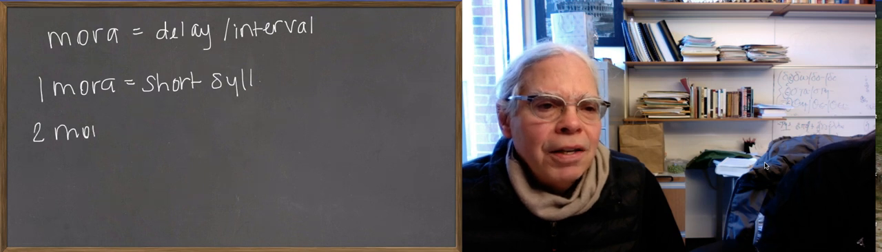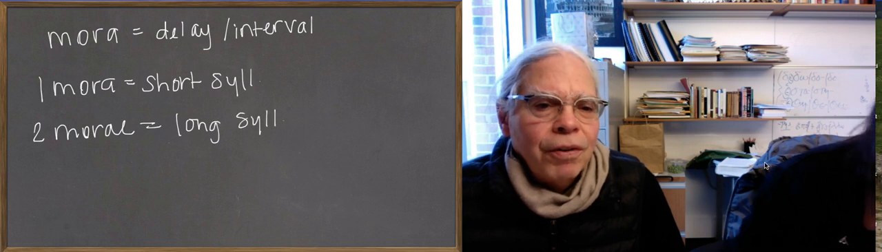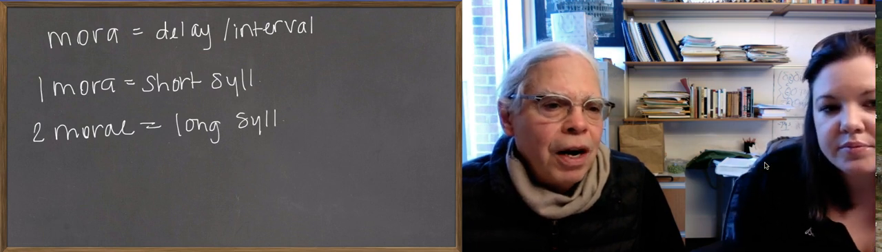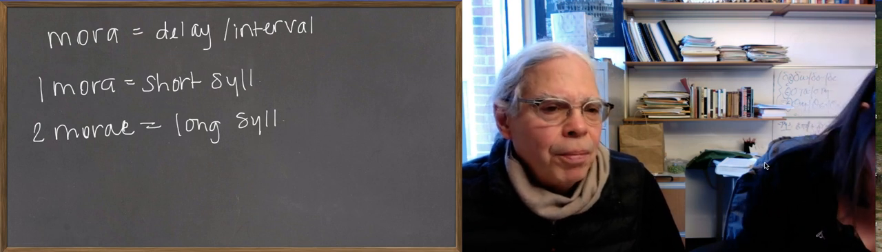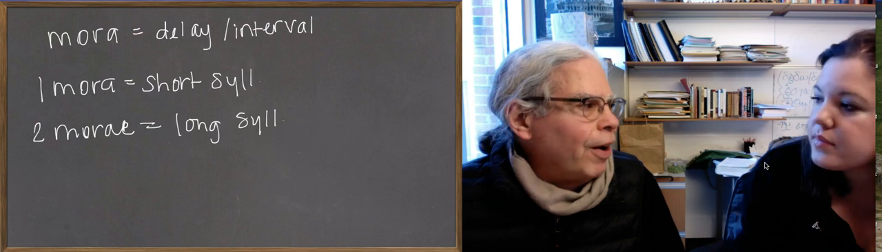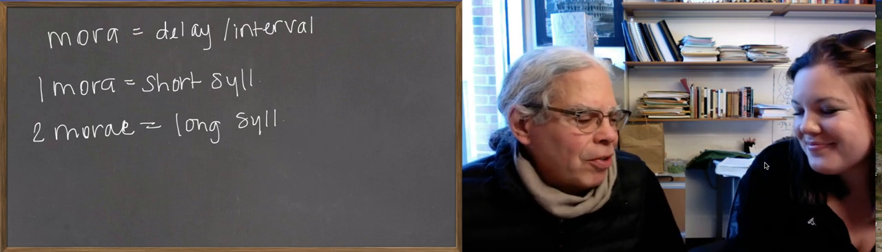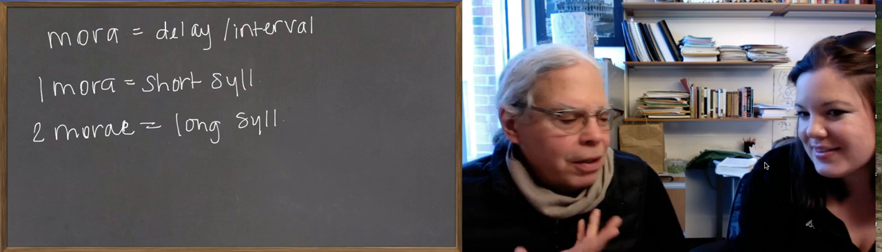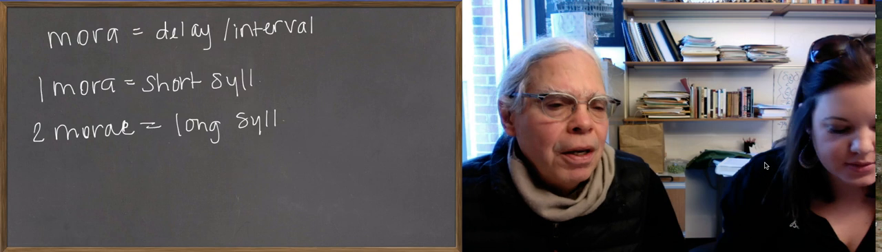It takes 1 mora to say a short syllable, and 2 morai to say a long syllable. Morai has an A-E ending from Latin. Okay, this is a fancy way of saying that a short syllable is half as long as a long one, or a long syllable is twice as long as a short one, but it doesn't tell you how long they are. If you think about it, that makes sense because different people speak at different rates, right? There's no fixed rule about how long a syllable is going to be. That's true.